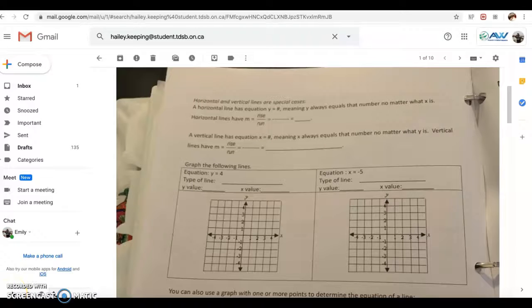All right, let's talk about these last couple pages. So this page here about horizontal and vertical lines. Okay, so just the concepts behind them. So a horizontal line is obviously a line that looks like that.